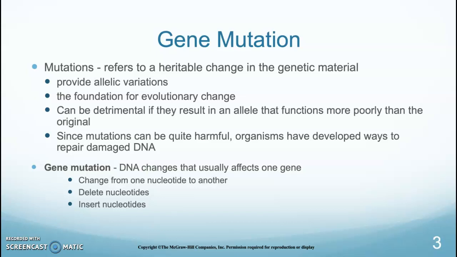So gene mutation, a mutation just refers to a heritable change in the genetic material. So some sort of change in the genetic material that can be inherited. This, in the larger scheme of things, provides allelic variations, right? So we can see variations besides just sexual reproduction of adding different genes. We can have changes of these alleles. It is the very foundation for evolutionary change, that we have small changes that could possibly be beneficial, although most of them would be detrimental.